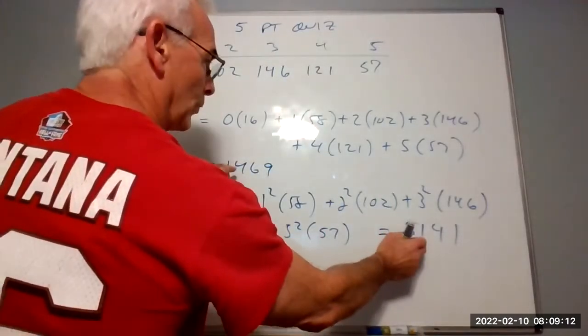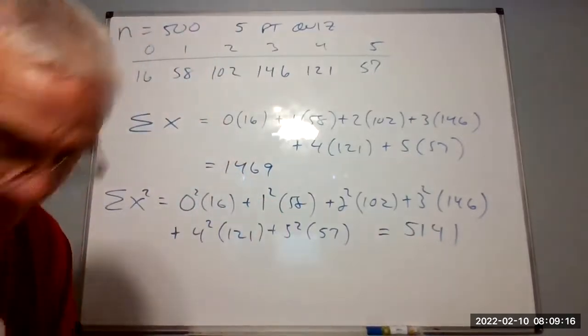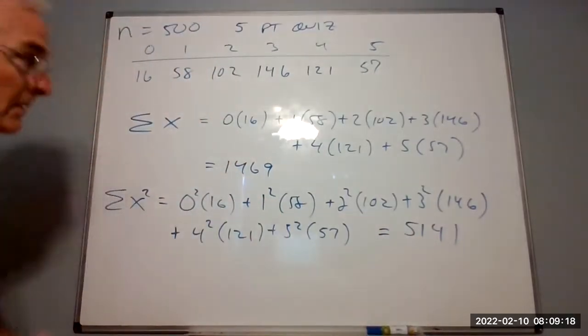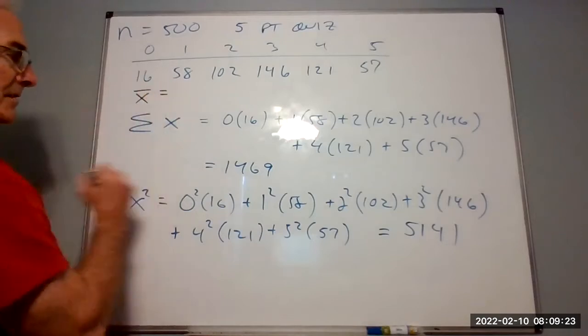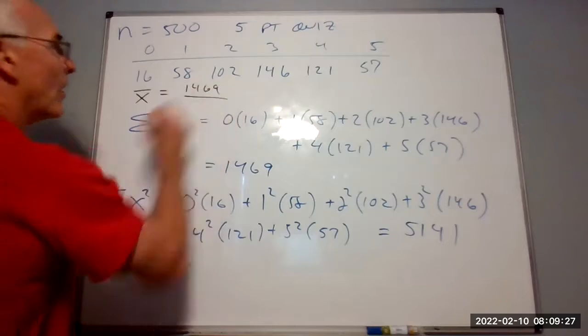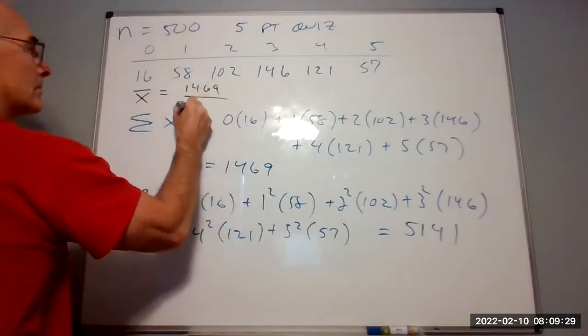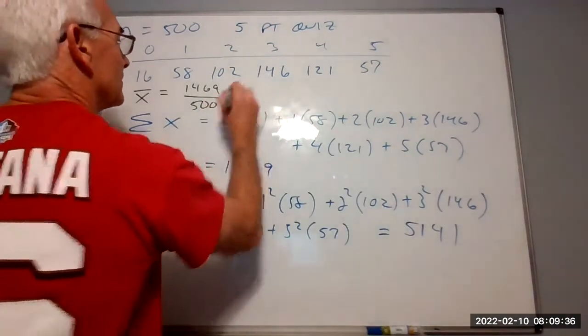Now, we are almost done. We haven't done anything yet. Nope, we've done all the heavy lifting. I need these two numbers, and here's how we're going to do it. X bar is that number over that number. That's X bar. And what does this come out to be exactly?